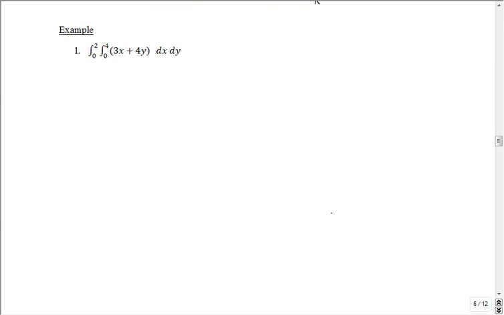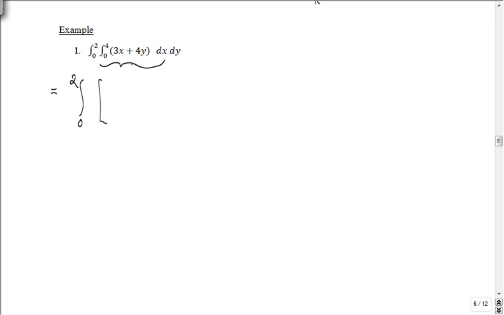So this says you're integrating from 0 to 2, 0 to 4 of 3x plus 4y dx dy. You do the innermost integral first. So first integrate with respect to x. So that's equal to, put your 0 to 2, put your square brackets, and you are ready to integrate. 0 to 2, the outermost integral. Okay, let's go.